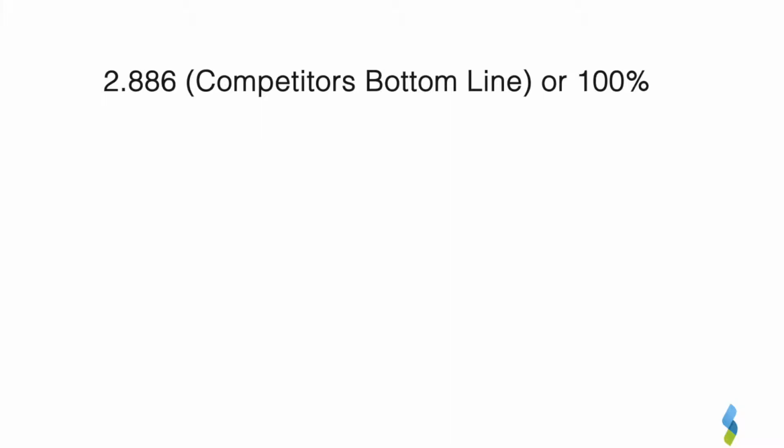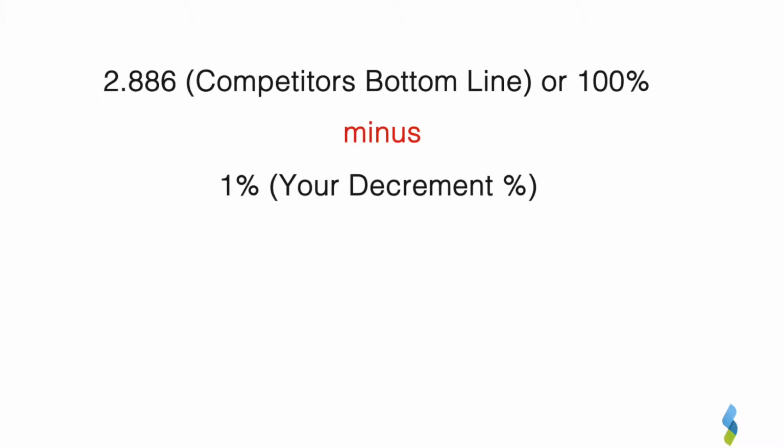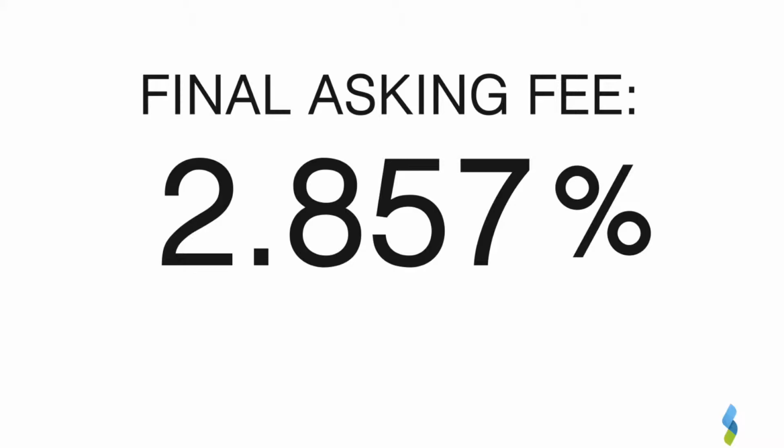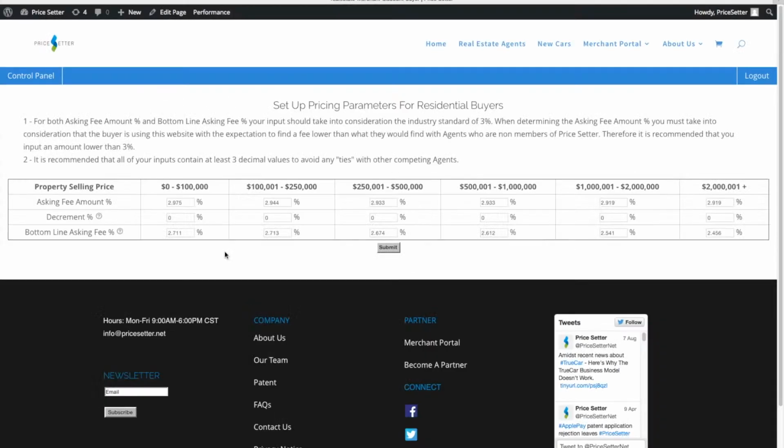2.886, which is the competitor's bottom line, is the whole, or 100%. So we're taking your decrement of 1% out of the whole, and we're left with 2.857. 2.857% is the final asking fee you will offer to your client. If you happen to input a value here that causes you to go lower than your bottom line, PriceSetter is going to detect that and automatically adjust the result to reflect your bottom line percentage. It's kind of a safety feature.